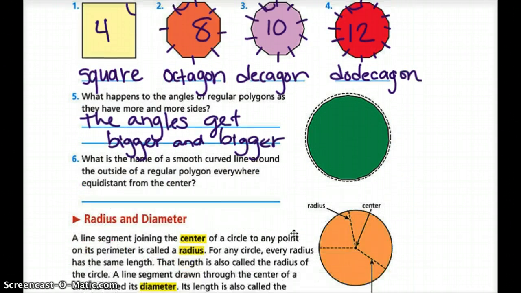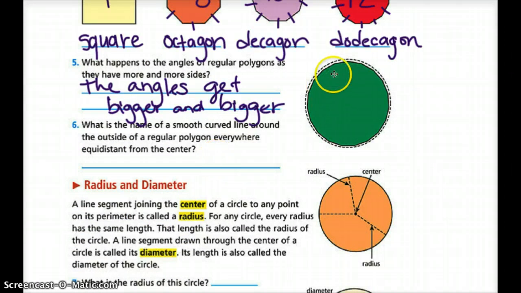Okay. All right, so as these sides continue to smooth out or create that curved line around the outside of a regular polygon, what do we call that? We call it a circle.